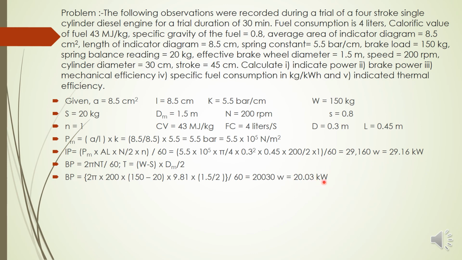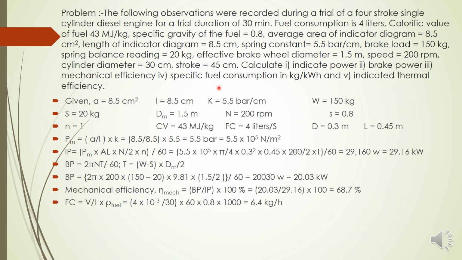So 20.03 kilowatt. Now mechanical efficiency we can directly calculate because it is the ratio of brake power to indicated power. So mechanical efficiency is BP by IP into 100%. So we are getting 68.7%.